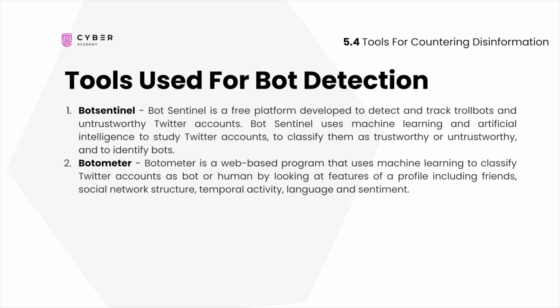Botometer is a web-based program that uses machine learning to classify Twitter accounts as bot or human by looking at features of a profile including friends, social network structure, temporal activity, language, and sentiment. Botometer outputs an overall bot score along with several other scores that provide a measure of the likelihood that the account is a bot.